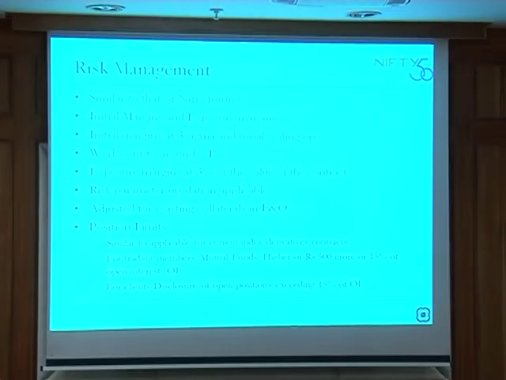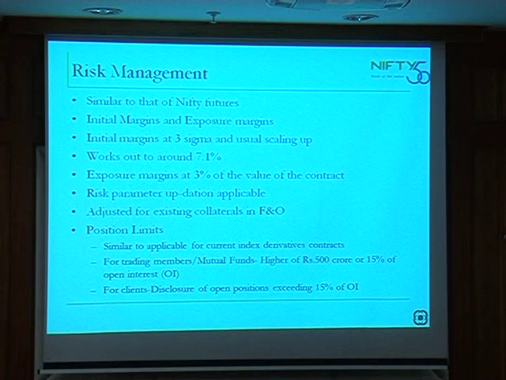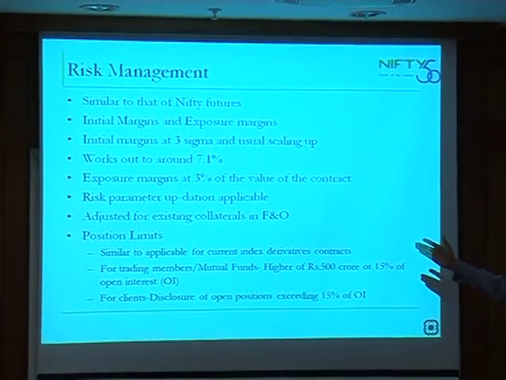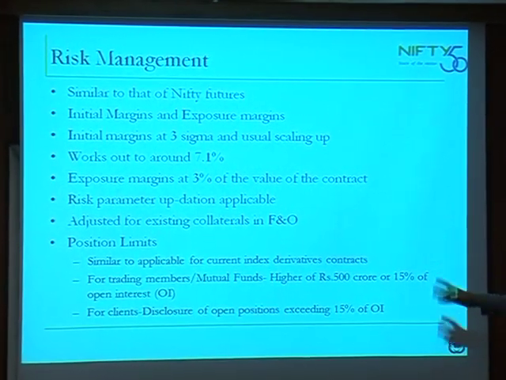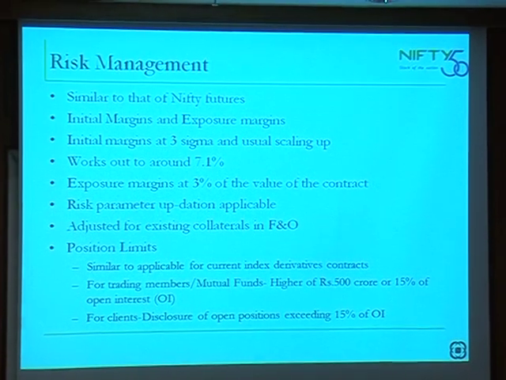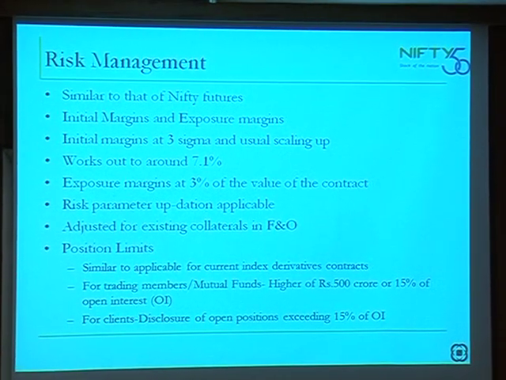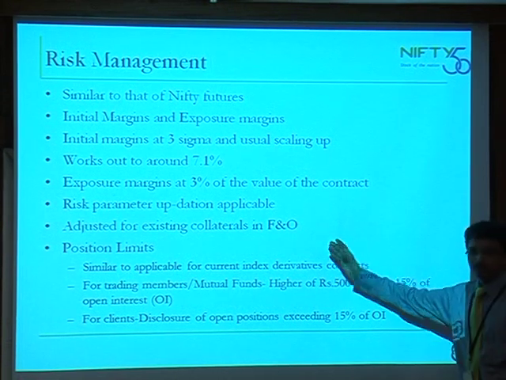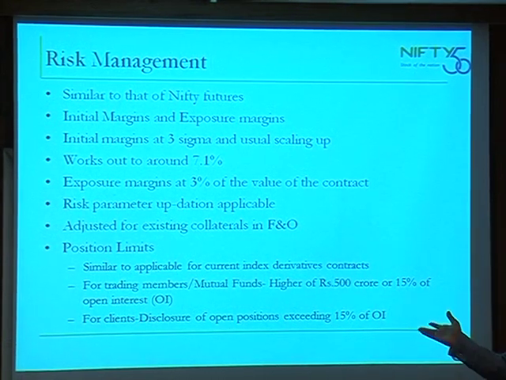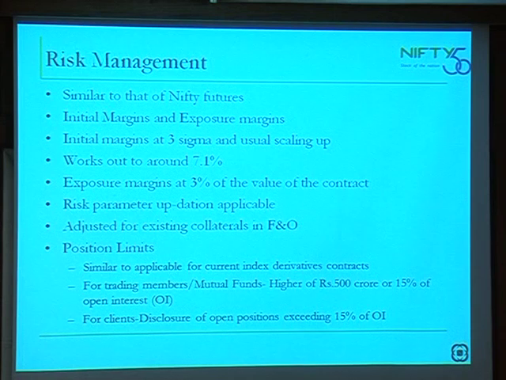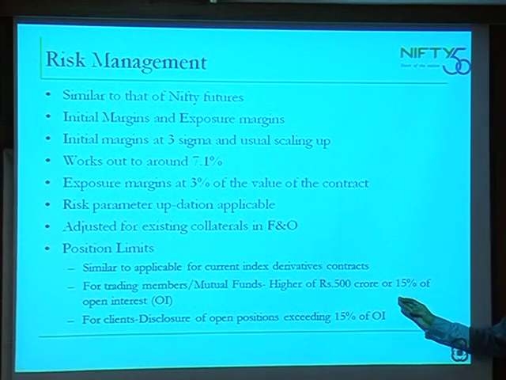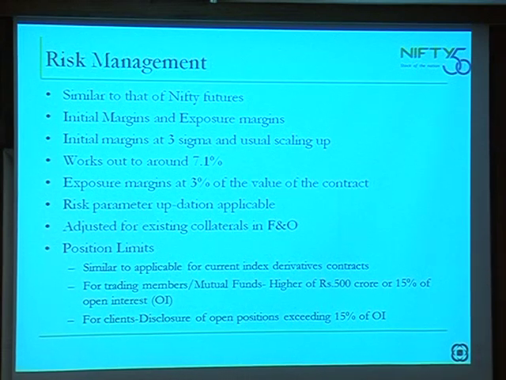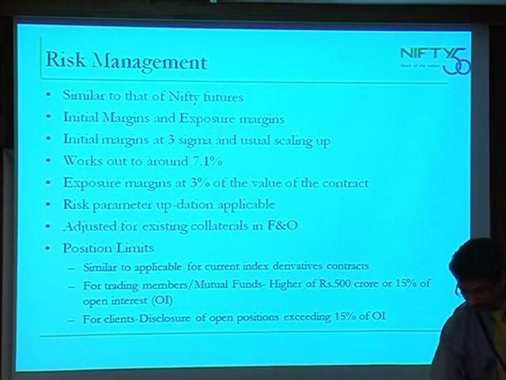Risk management is very similar to Nifty contracts. No changes. You have initial and exposure margins. Various margins which are prescribed for indices will be applicable. So it will come to around 10.1% minimum. Since it is traded in F&O, no new collaterals are needed; it will be adjusted from F&O collaterals itself. Position limits, again similar to indices, are rupees 500 crores or 15% of OI for trading members and mutual funds. For clients, there is a disclosure.